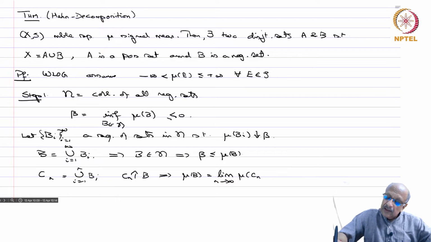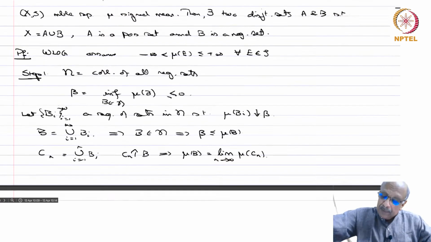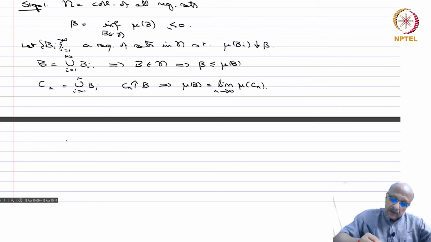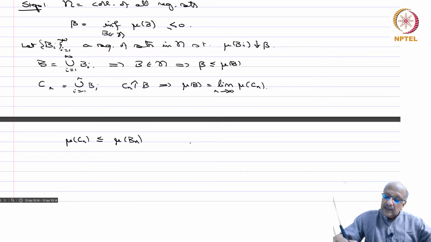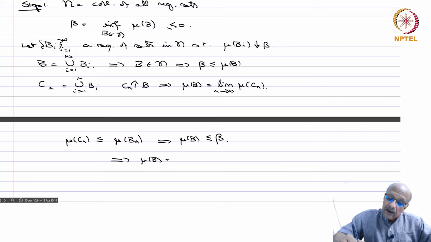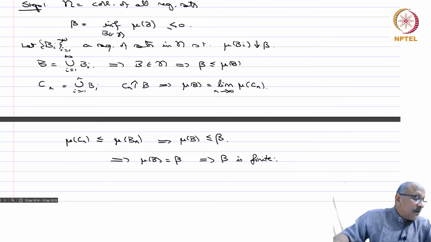Now for C_n, we have seen in the proposition at the end of the previous session that mu of C_n is less than or equal to the minimum of mu of B_1 to mu of B_n. So in particular this is less than or equal to mu of B_n. Therefore mu of B, which is the limit of the mu of C_n, is also less than or equal to the limit of the mu of B_n, and that is equal to beta. So this implies that mu of B equals beta, and in particular that beta is finite and all negative sets have finite measures.